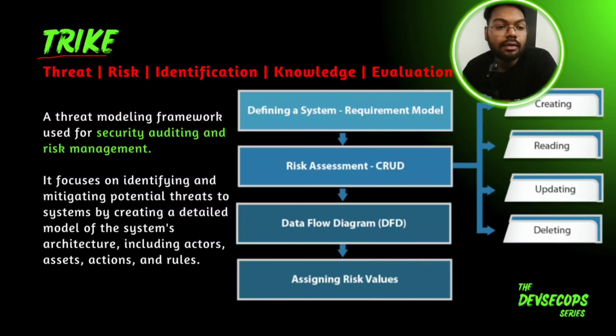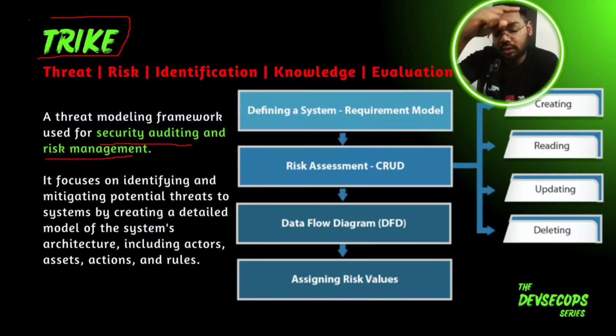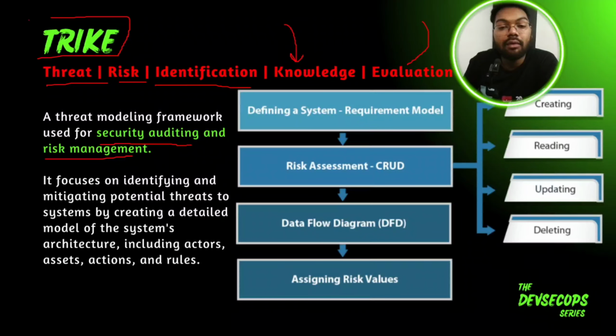Then next is TRIKE. TRIKE is another threat modeling framework used for security auditing and risk management. Now we got to know the different risks and the different kinds of vulnerabilities we have. Now we need to know what the different threats and risks are. We need to identify them. Then we have to add them to our knowledge base, and then do some evaluation upon these things. So that is what TRIKE would help us in doing.